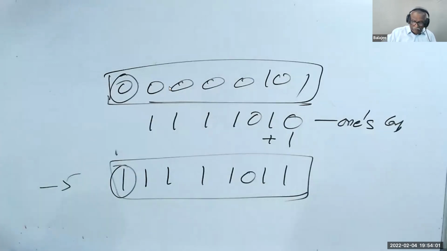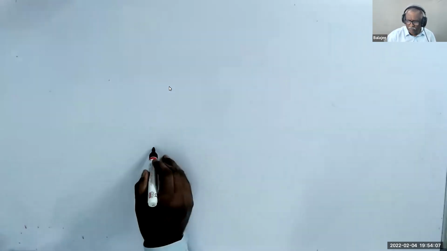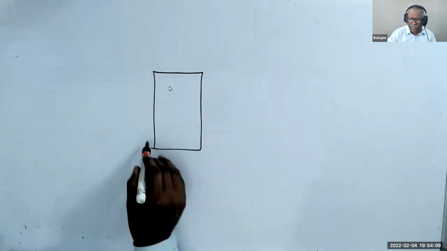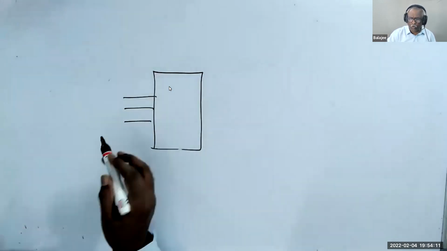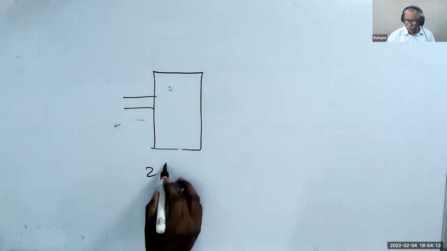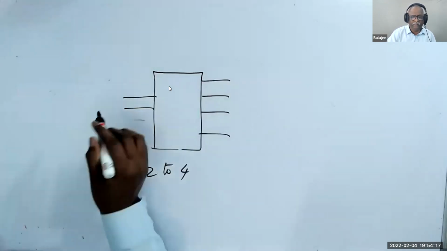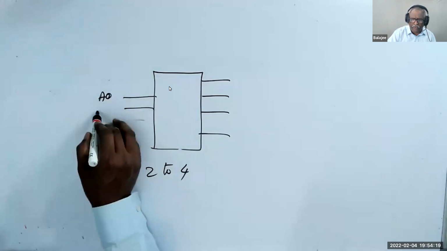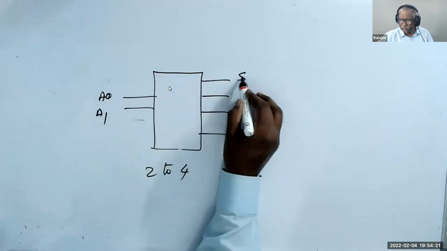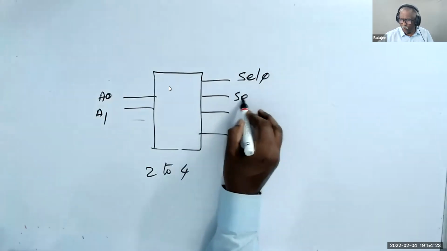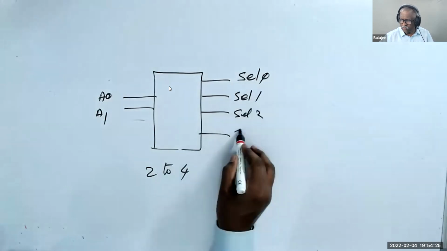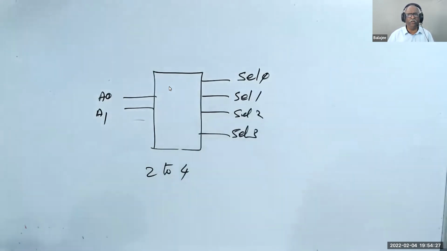For example, let us take a small case of what a decoder is. We know the decoder; you would have heard of it in college. I have 2 inputs, a 2 to 4 decoder, and I have 4 outputs. The inputs are called A0 and A1, and the outputs are called cell 0, cell 1, cell 2, cell 3, assuming.